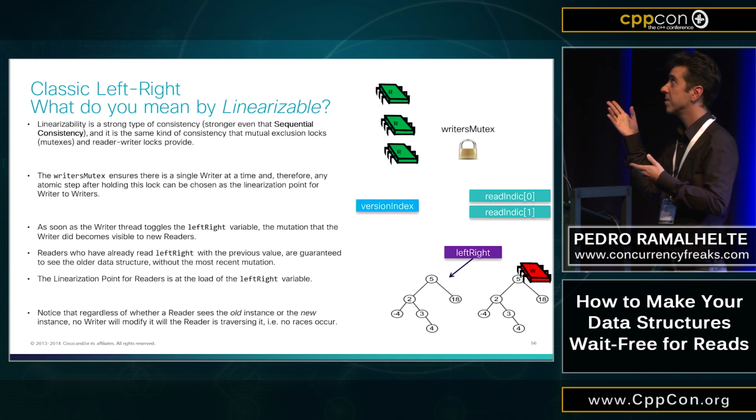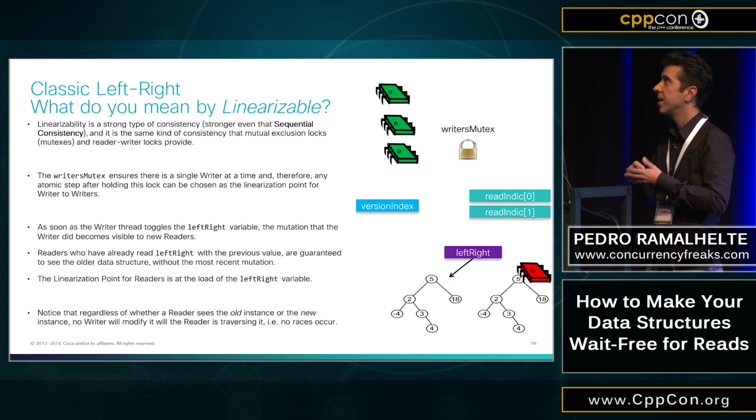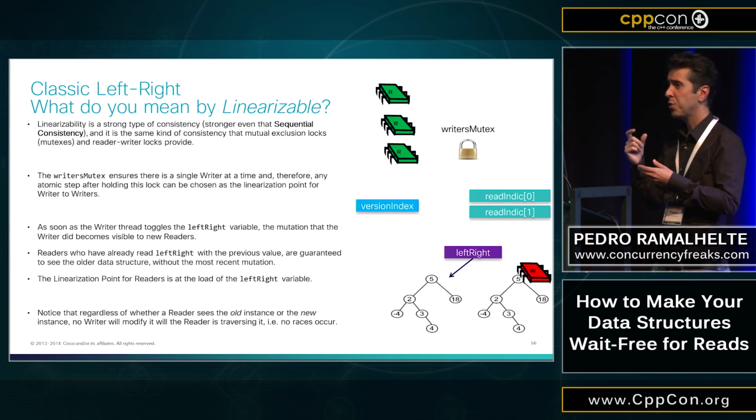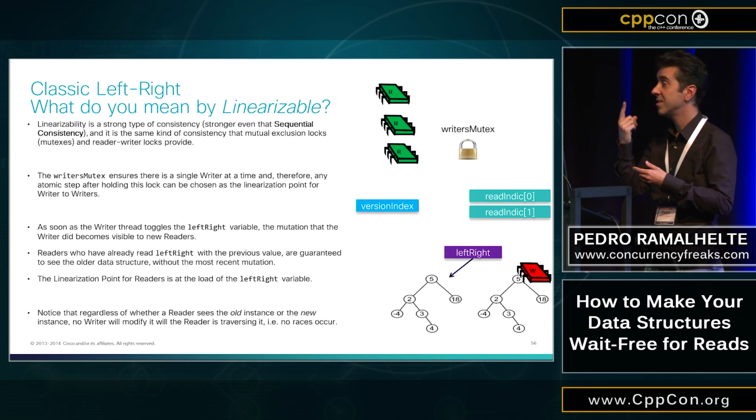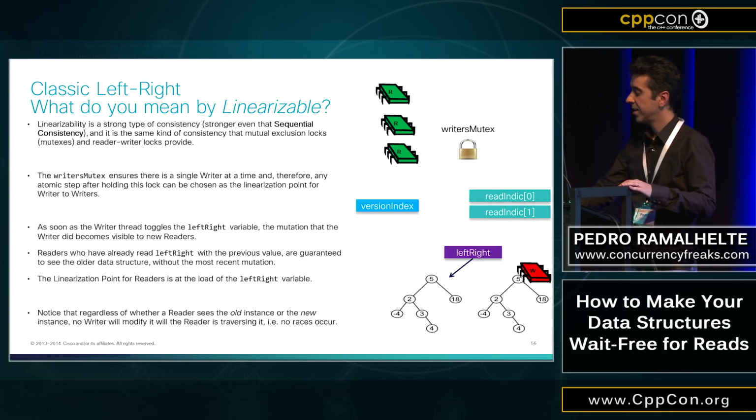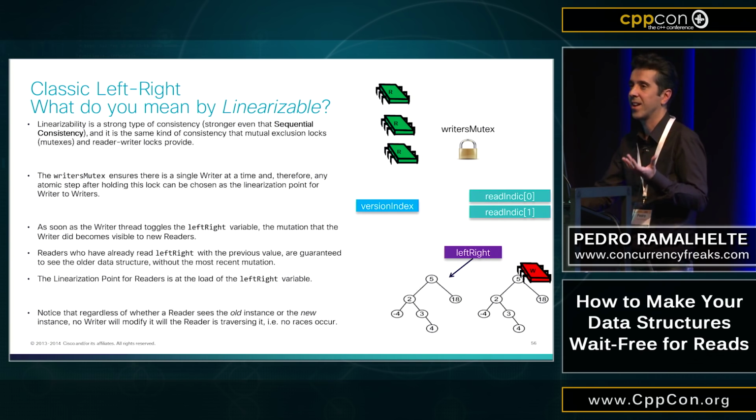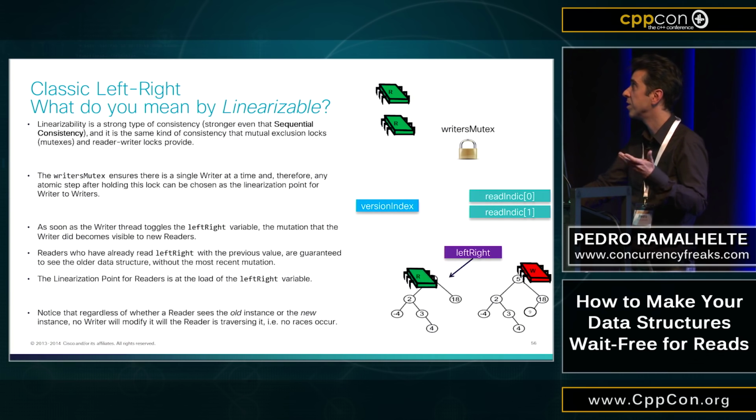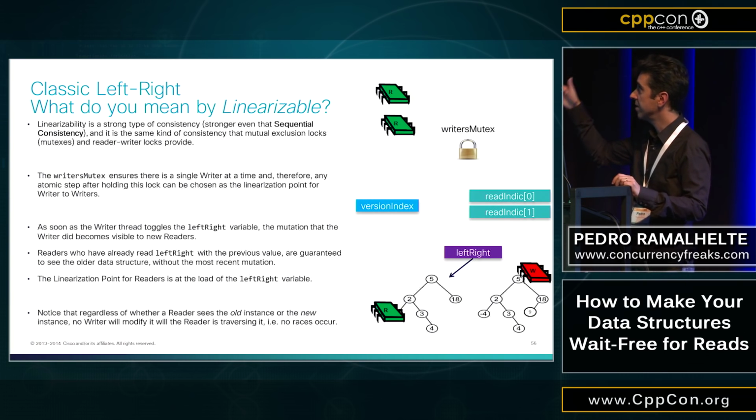So linearizable is almost the same thing as sequentially consistent, but slightly stronger. It means that you can find at least one instance in time where the operation appears to become instantly effective. And this is the property that mutexes have. This is the kind of consistency they give, and reader-writer locks. So let's say left-right, in this particular case, the left-right variable is pointing there.